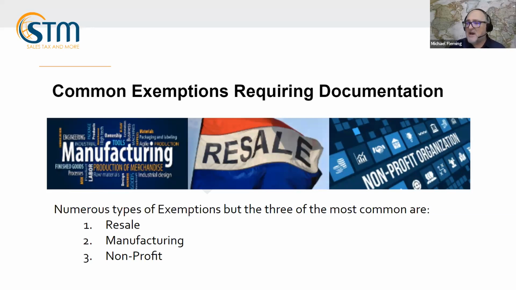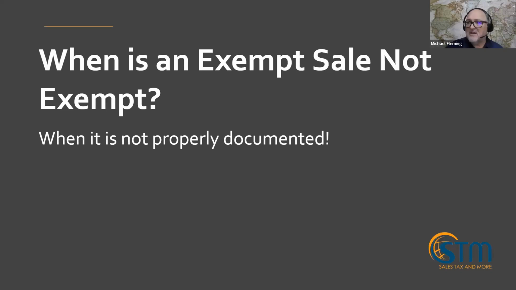Now, there are all sorts of different types of certificates out there. Three of the most common that we run across all of the time are resale certificates, manufacturing certificates, and nonprofit certificates. Now, an exempt sale is not exempt when it's not properly documented. Many states, if you don't properly document an exempt sale, won't recognize it as exempt, and then the tax becomes due on it.